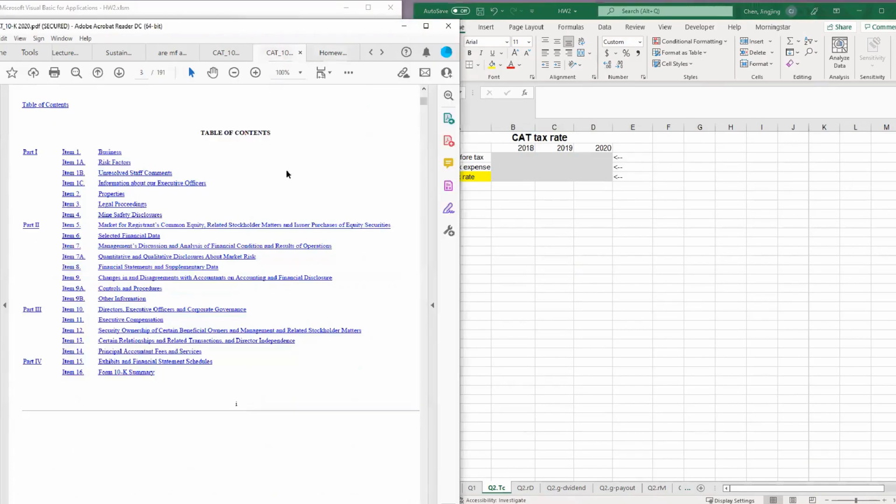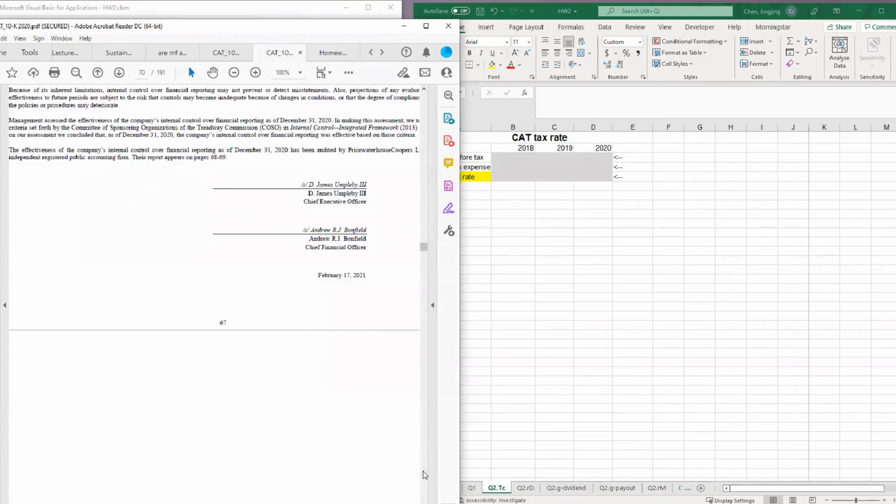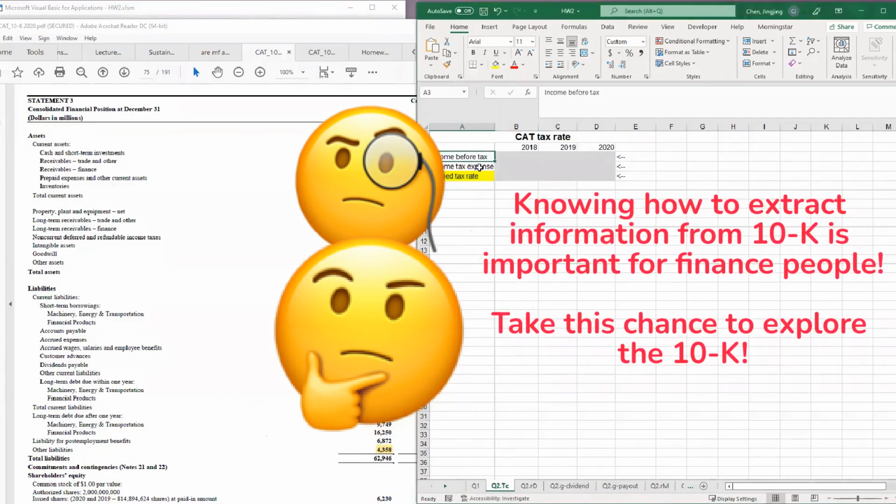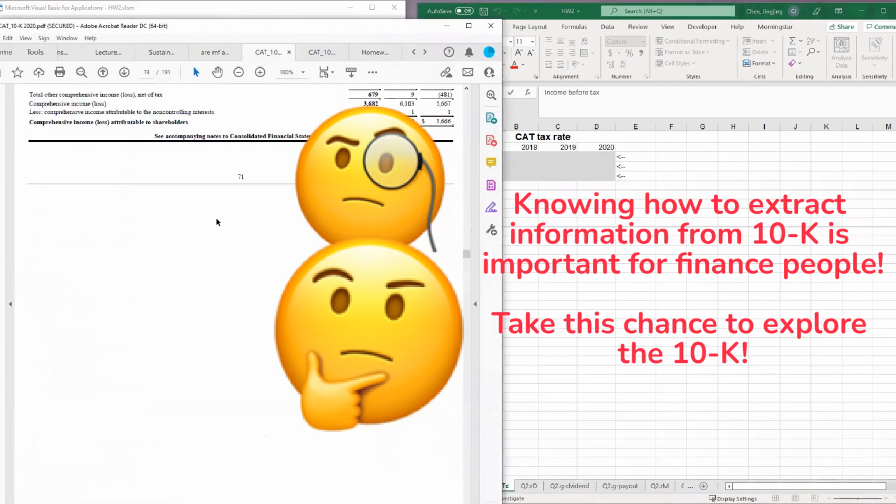So I'll go to the 10K. Now this is the table of contents. Usually we can find the financial statements under financial statements and supplementary data. Scroll all the way down. Here I will need income before tax and income tax expense. If you're really familiar with the structure of financial statements, you can be very confident which statement you can find income before tax in, and that will be the income statement.